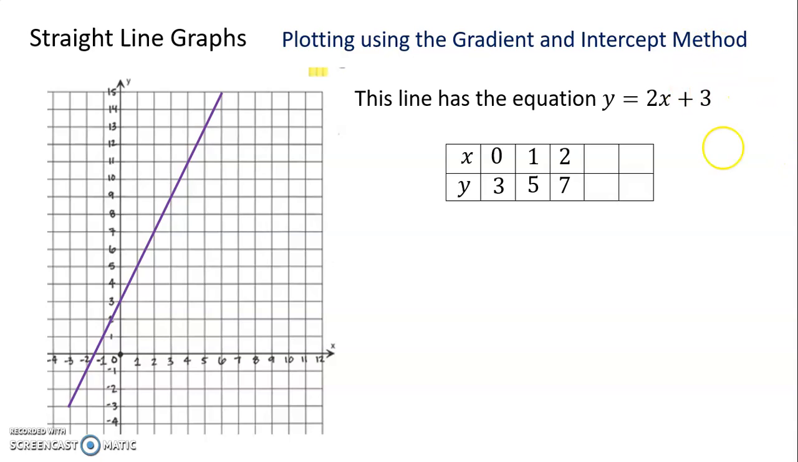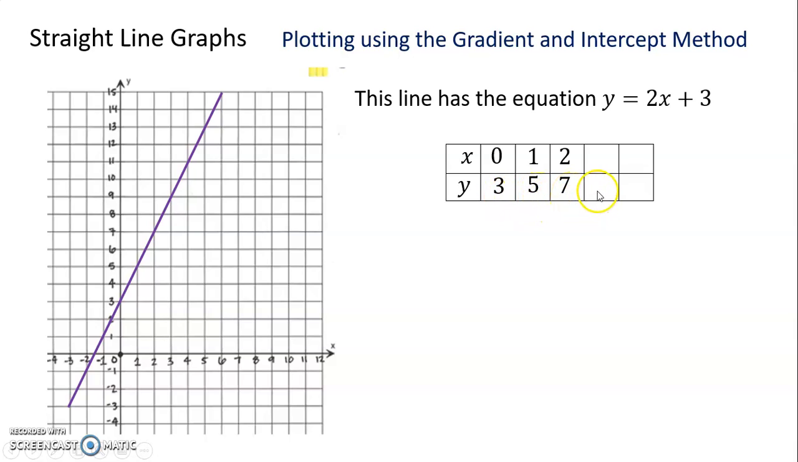The other thing we know is if we think about our work on sequences, as we discussed last lesson, the fact we've got a 2x here, just like if we had a 2n as the nth term of a sequence, we would know that that sequence was going up in 2s. And that's exactly what you can see is happening here. This is a sequence that's going up in 2s.